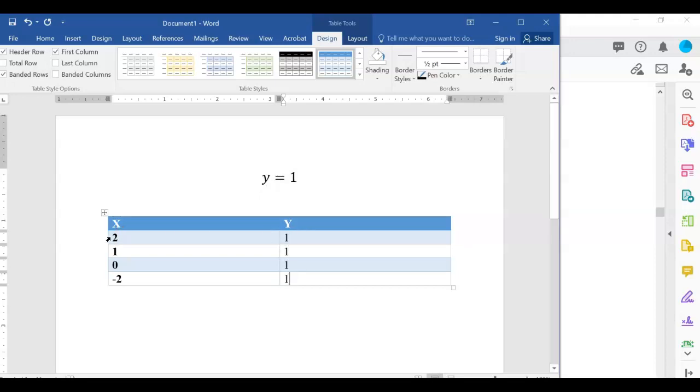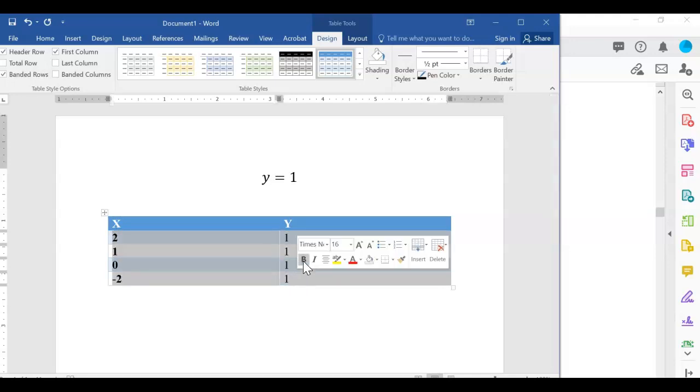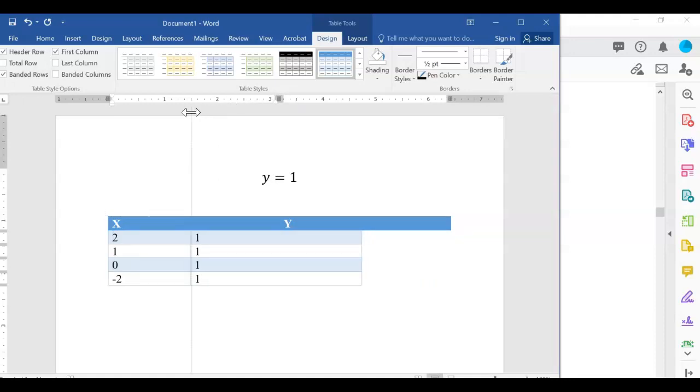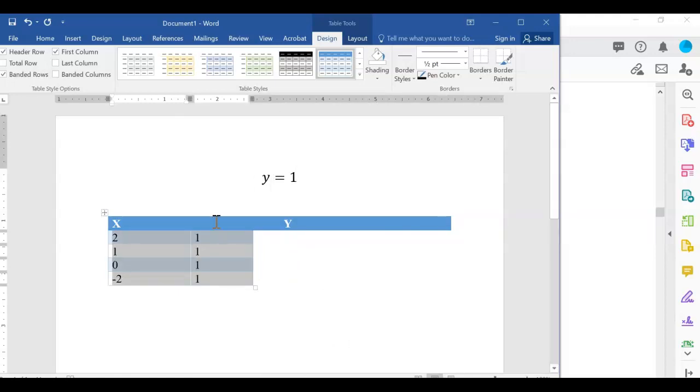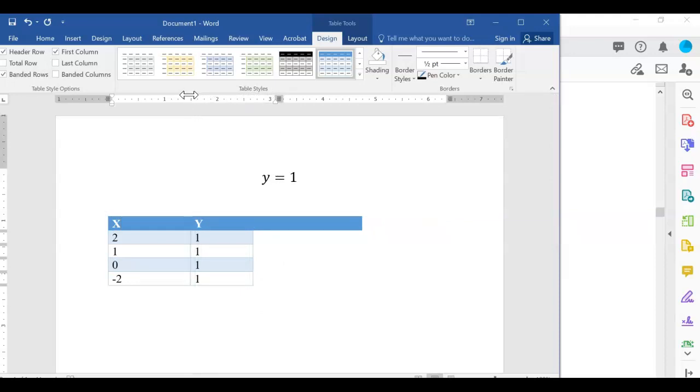So what we have here is we have a bunch of points: 2, 1, 1, 1, 0, 1, and -2, 1. I apologize for that. Notice that everything has 1s as y values, and the x value can essentially be anything we want.